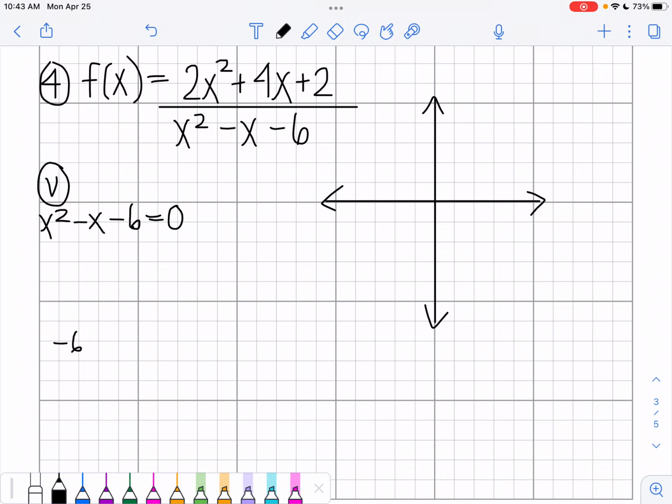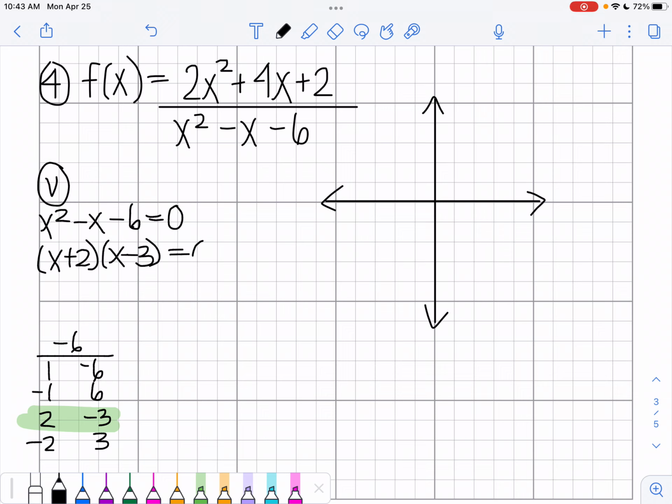So factors of negative 6. So we have that multiply to negative 6. So positive 1 times negative 6 and negative 1 times positive 6. We have positive 2 times negative 3 and negative 2 times positive 3. Those are my only numbers that multiply to 6. Which two, when I add them together, equals negative 1? These guys. So my factors are going to be x plus 2 times x minus 3 equals 0.